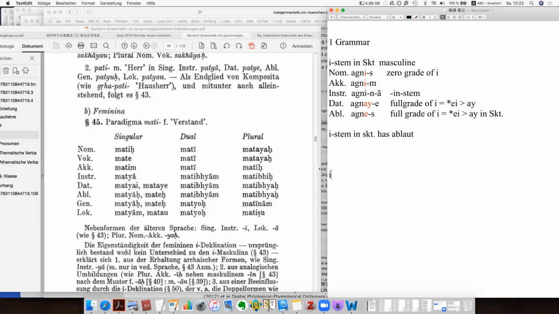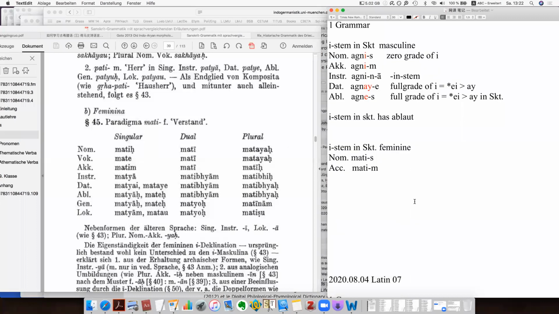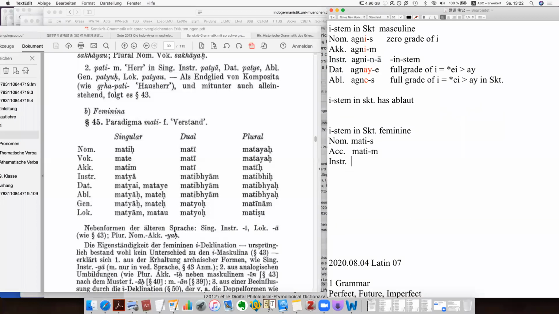And then the i-stem in Sanskrit, feminine. What is the difference? Again, nominative, we have matis, right? And then accusative, we have matim. So it's basically the same. But from the instrumental, again, it looks a little bit strange, right? Matya.